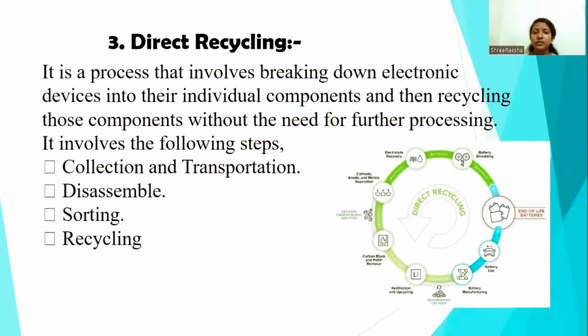Next step is direct recycling. It is a process that involves breaking down electronic devices into their individual components and then recycling those components without the need for further processing. It involves the following steps, that is collection and transportation, disassembly, sorting, and recycling.